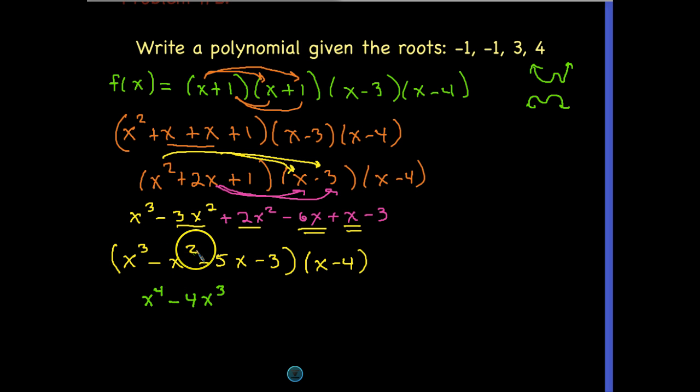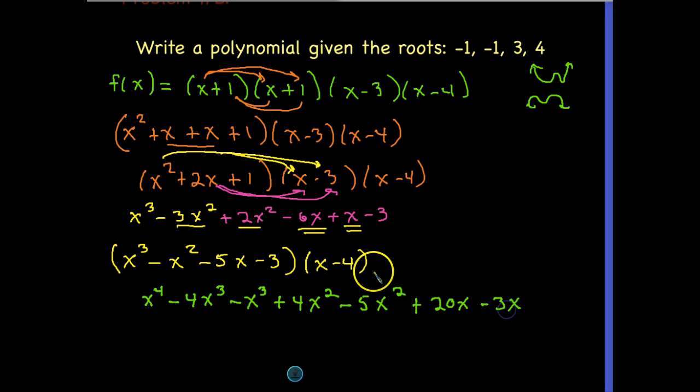Moving on to a minus x squared. A minus x squared times x is a minus x to the 3rd. Minus x squared times negative 4 is positive 4x squared. Now we have negative 5x times x, which is negative 5x squared, and then negative 5x times negative 4 is a positive 20x, and our final number, negative 3 times x, is negative 3x, and negative 3 times negative 4 is positive 12. So it's really just simple multiplication the entire time, and then combining our like terms when we're done.